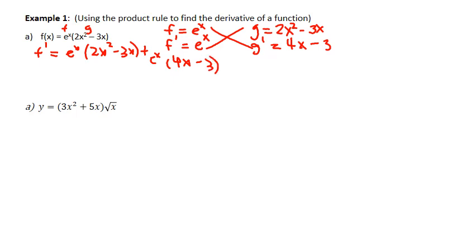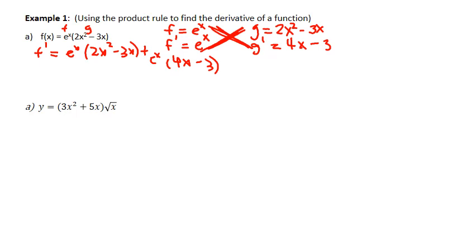Now my goal will be to be able to produce this derivative without writing out f and g and f prime and g prime, but you write those for as long as you need to write them in order to get the correct answer. The key here is to get the correct answer. So notice that I end up with the derivative of the product of the two is f prime times g plus f times g prime.